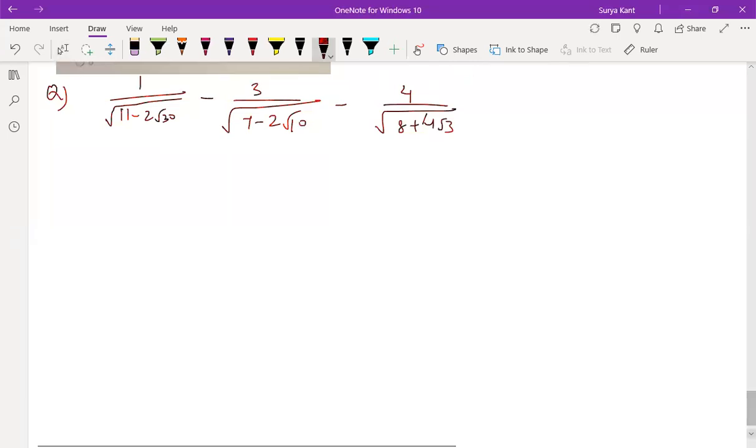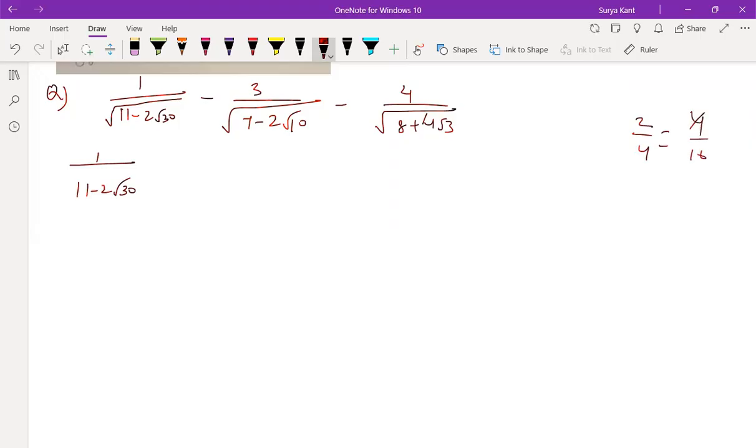So if you are going to multiply this, what do you get? 1 divided by 11 minus 2 root 30, squaring both sides. If you are squaring the numerator and denominator, nothing will happen, no problem. See, 2 by 4, if you're squaring both top and bottom, it becomes the same, 4 by 16. So no problem, you can write like this.